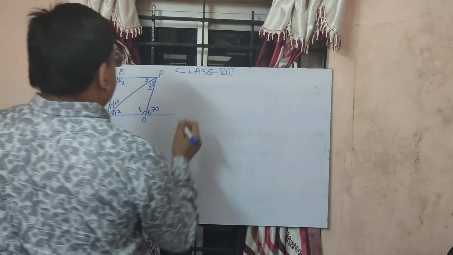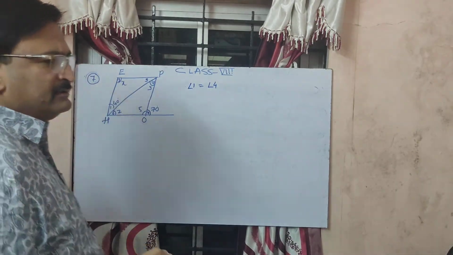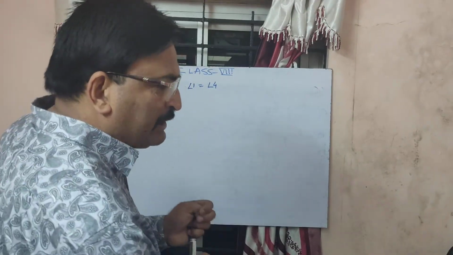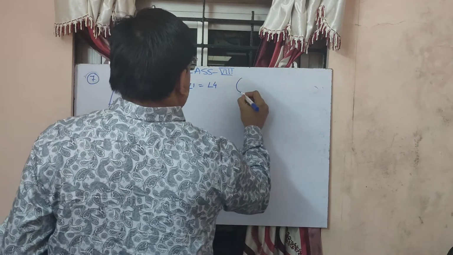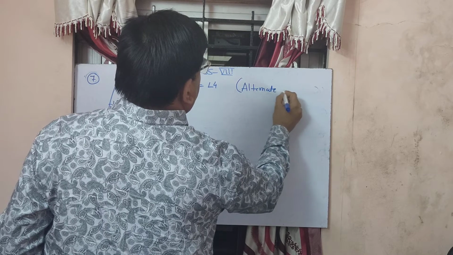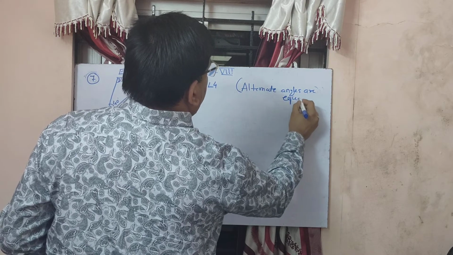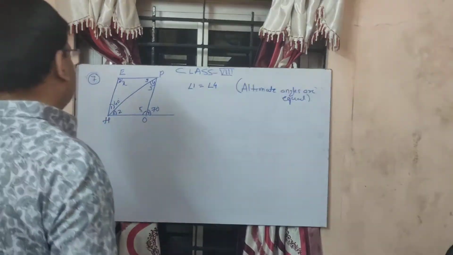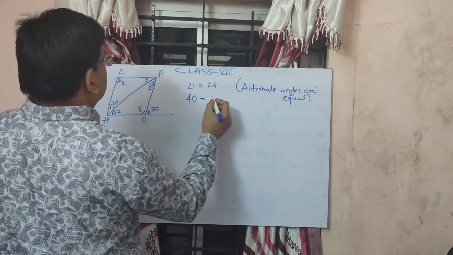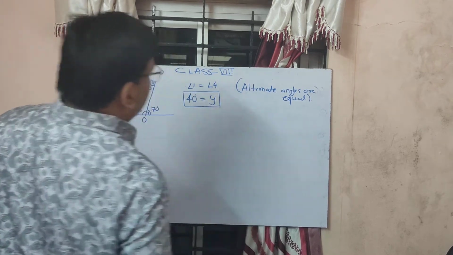Now we know angle 1 is equal to angle 4. Can anybody tell me why? Angle 1 is equal to angle 4. Why? Because alternate angles are equal. So angle 1 is how much? This is 40. Angle 4 is how much? Y. So now we got the value of Y.